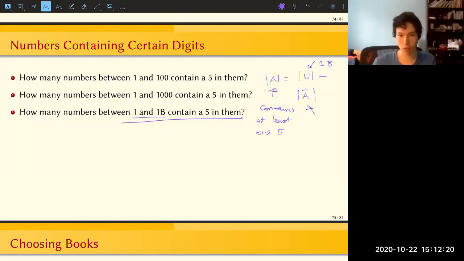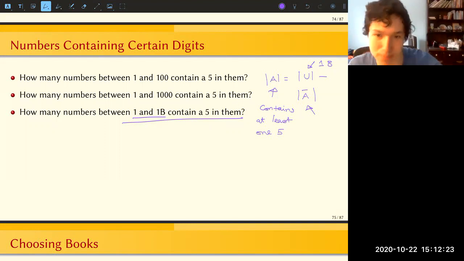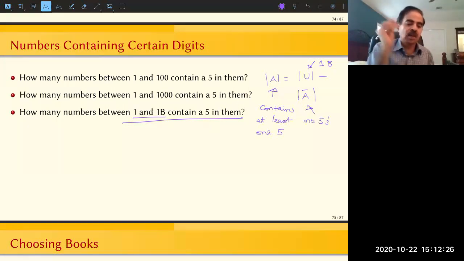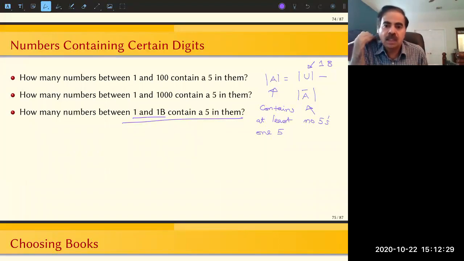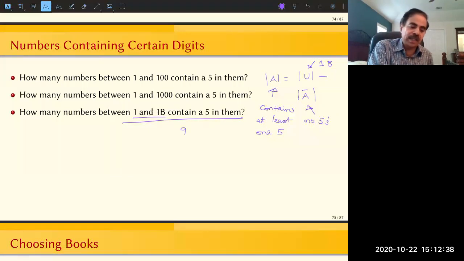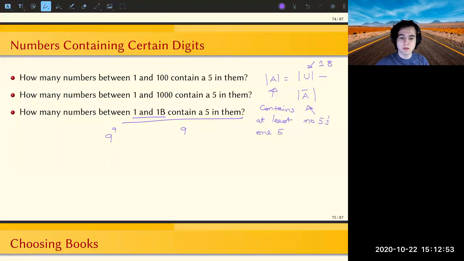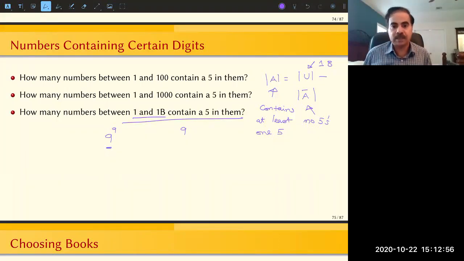Brian? None of the numbers contain any 5s. Right. So no 5s, right? So how many such numbers are there if you cannot have a 5? So a billion has 9 zeros, right? So how many numbers without a 5 are there? Simply 9 to the power 9, right? Because each digit can be chosen in one of 9 ways, because you took away 5. So out of the 10, there are only 9 ways, right?